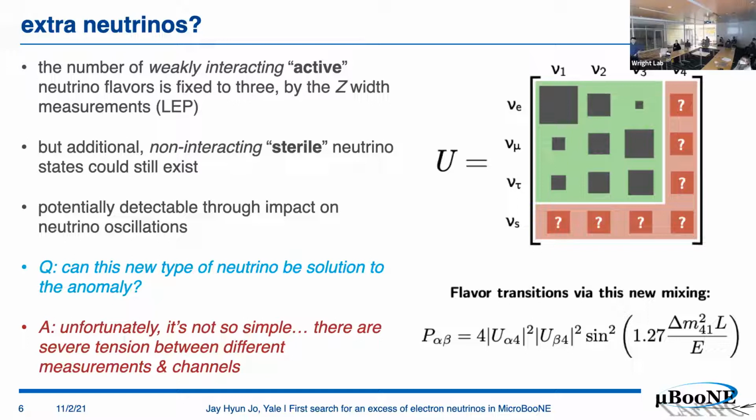The solution is that we assume a neutrino that does not interact the way the other neutrinos do. That's why we call it a sterile neutrino. They do not interact weakly, they only interact through the gravitational force. That's the reason for the name sterile neutrino, and this will not violate these observations or constraints.